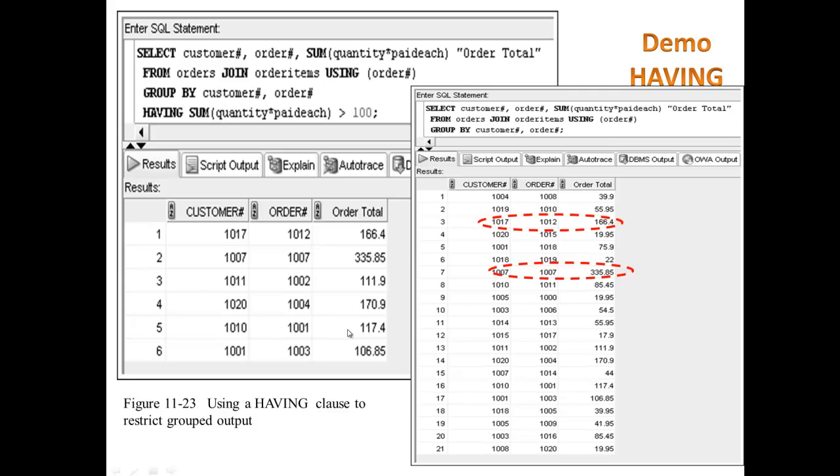Here's the results that we got. Order 1012, 1010. When you ran the same item without the greater than 100, notice some of the results are very, very different. Group by customer number, group by order number, but we didn't put this in. Not at all the same. We limited our output here. We didn't get these tiny orders of $44, $41, $85, and $19. It restricted our output.